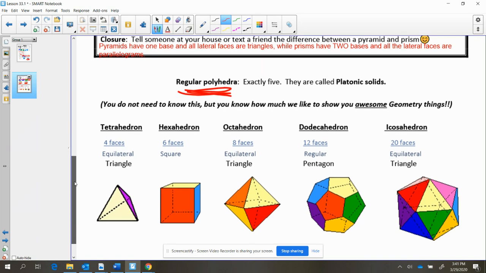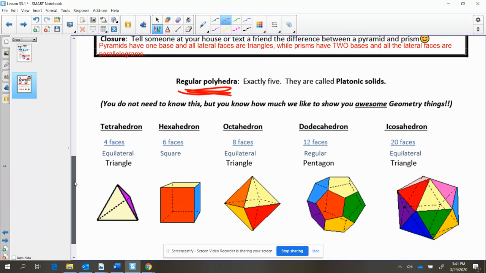So we have some different faces, and you guys have probably seen these before, you know, a tetrahedron and a hexahedron, sometimes we call that a cube, but all those same size sides all around those faces, everything is the same. So there's some cool examples down there for you guys to look at.